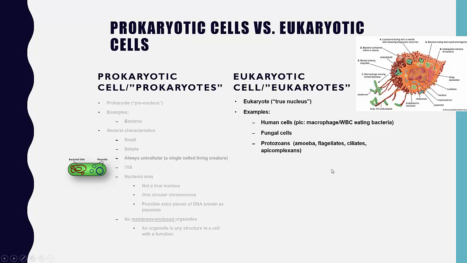All right, the protozoans. There's a lot of protozoans that cause disease out there, and they also are eukaryotic. This would include amoeba, like the brain-eating amoeba, flagellates, the ones that cause giardiasis and trichomoniasis, ciliates, and something called apicomplexans. This would be like the organism that causes malaria. These are all protozoans and they are eukaryotic.